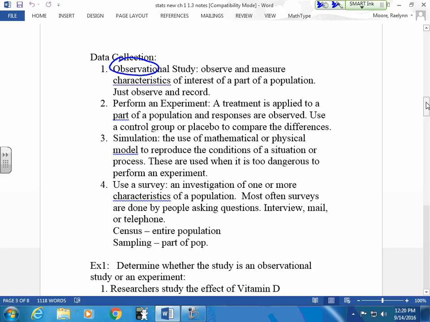You can perform an experiment. An experiment is the same as you do in a science experiment. You treat part of, well, in statistics, we have a control group versus a regular group. You treat part of that population or that sample, and you record their responses. At the same time, you set up a control group. Your control group is not changed at all. So you look to see how your other group, your experimental group, changed.